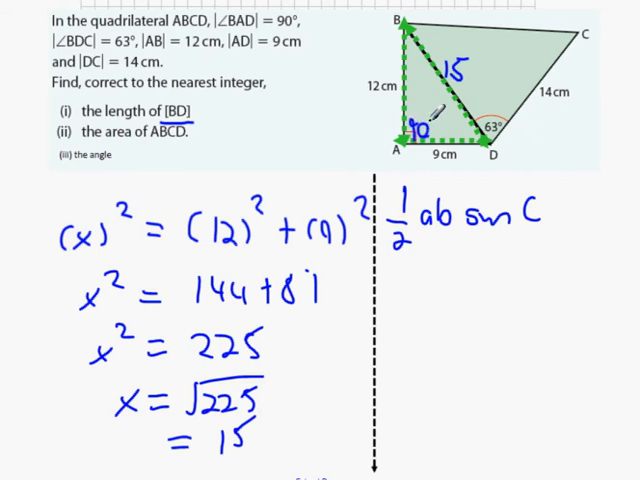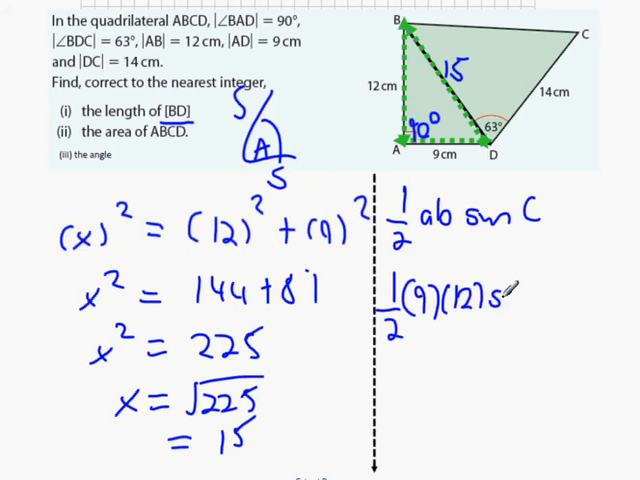This is 90 degrees here. So remember, it's half any two sides and the angle that's wedged in between. So half what, guys, for this one? Half of 9 by 12 sine 90, and that'll get me 54. Everybody happy with that? Or is there any questions on that? Any questions?